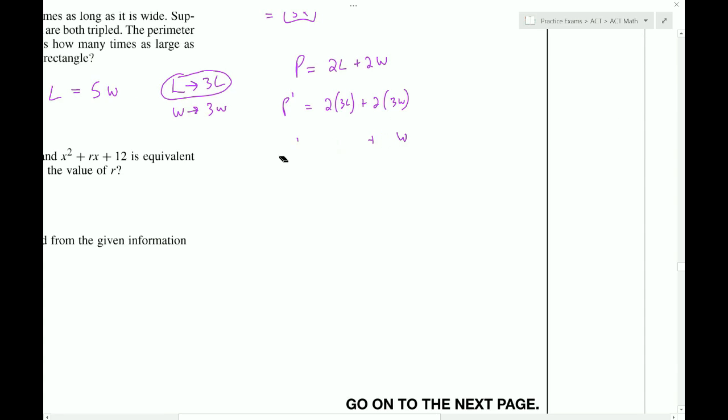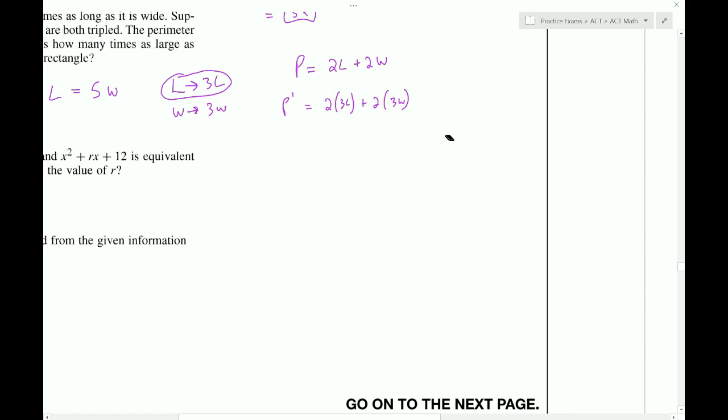And one way you could see that from the previous step is you could sort of factor out a 3 at this point. If you factored out a 3, you'd be left with 2L plus 2W, right? So this is 3 times the original, right?